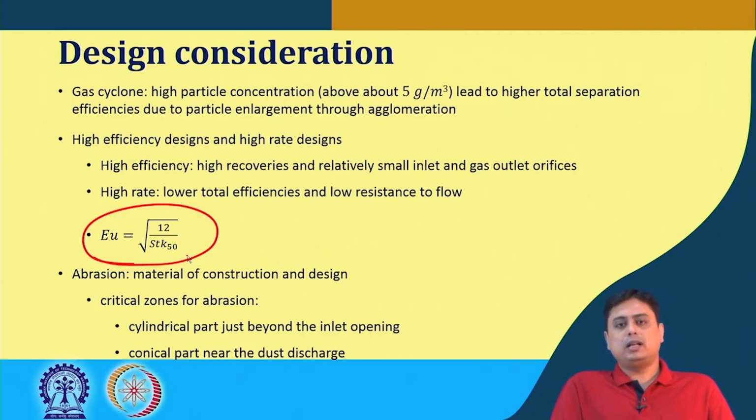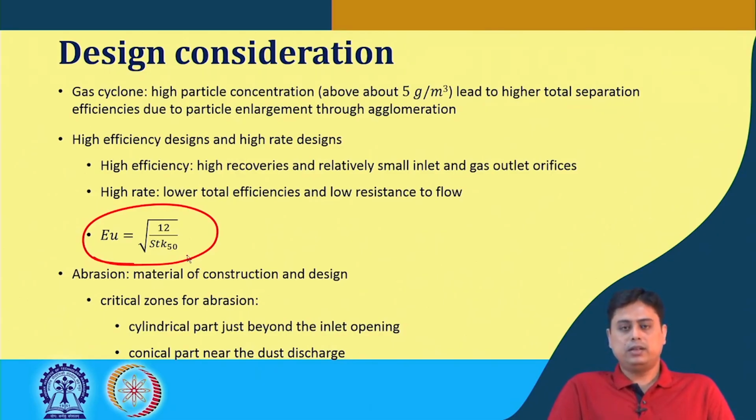The other important consideration: since very high flow rates or high velocities are involved, and particles are involved in the fluid phase, the abrasion of the material of construction has to be wisely chosen. The stainless steel materials are typically used, sometimes rubbery materials, because there are two main critical zones that are more prone to abrasion.